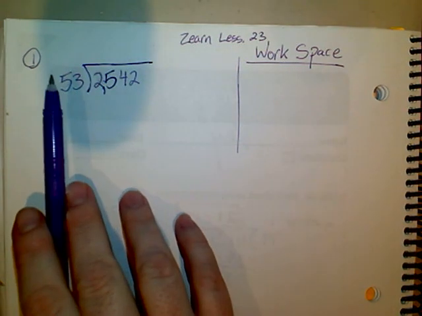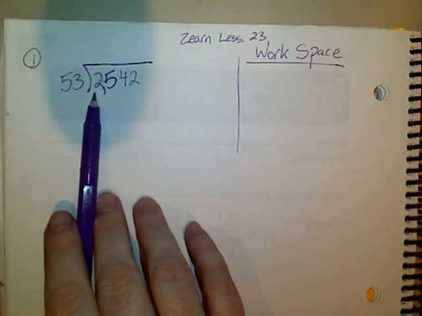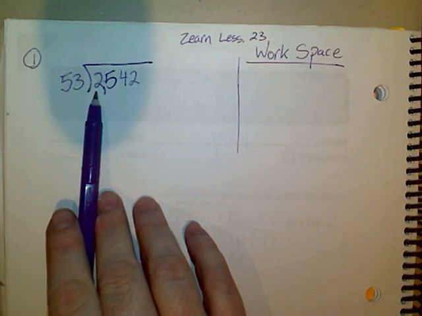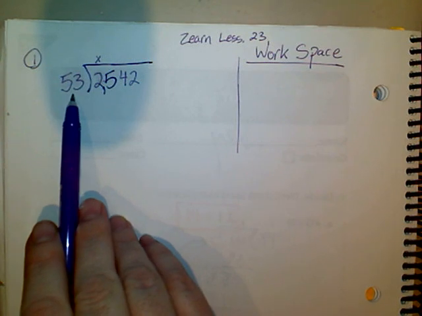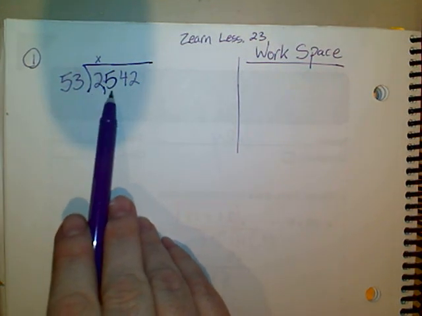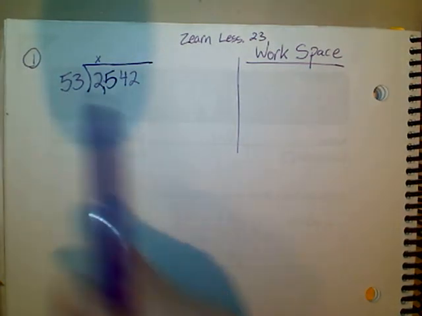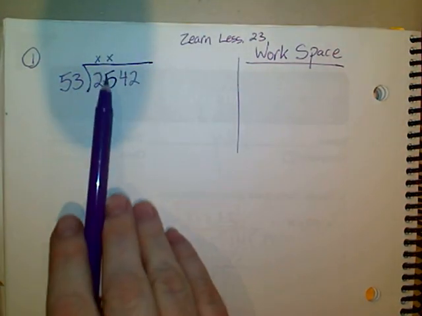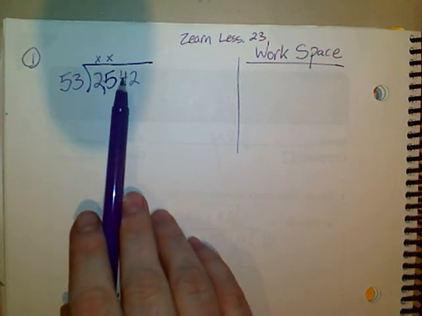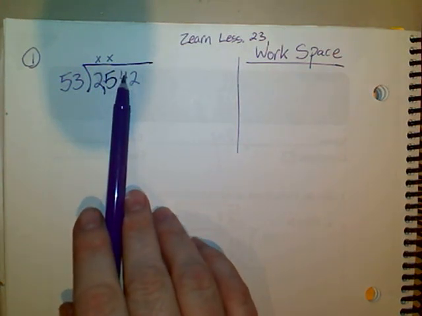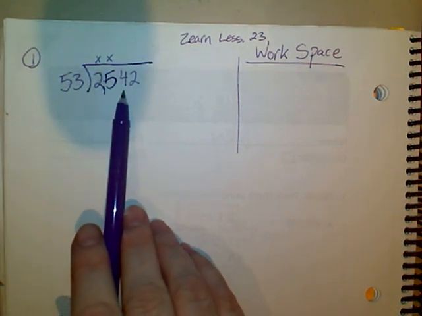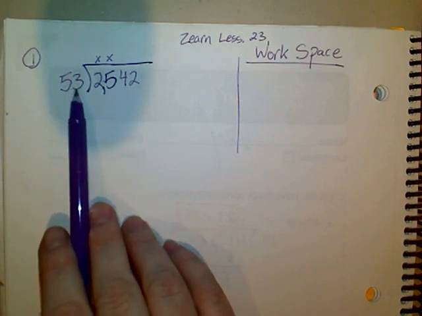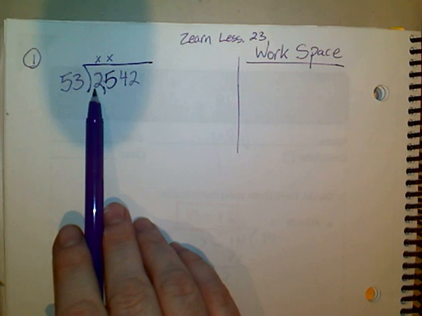Alrighty, so can you get a group of 53 out of 2? No, you can't even get one group. Okay, can you go to the next digit? Can you get a group of 53 out of 25? No. So it helps me to do that so that I know where I should actually place my quotient, and that tells me how many places out I'm going. Then I'll go to the next digit and say to myself, how many groups of 53 can I get out of 254?